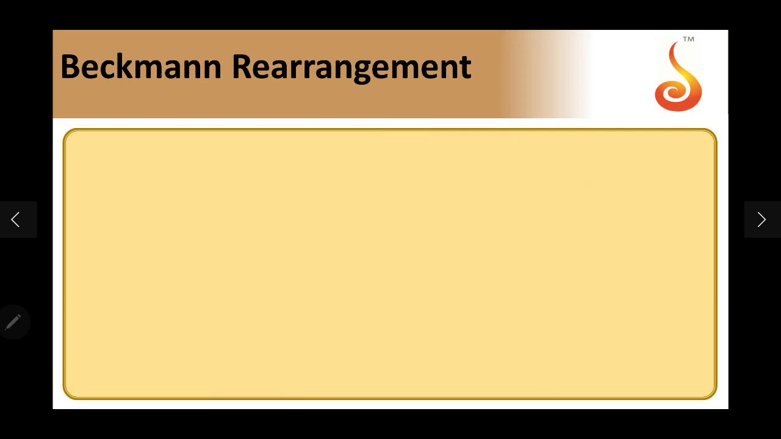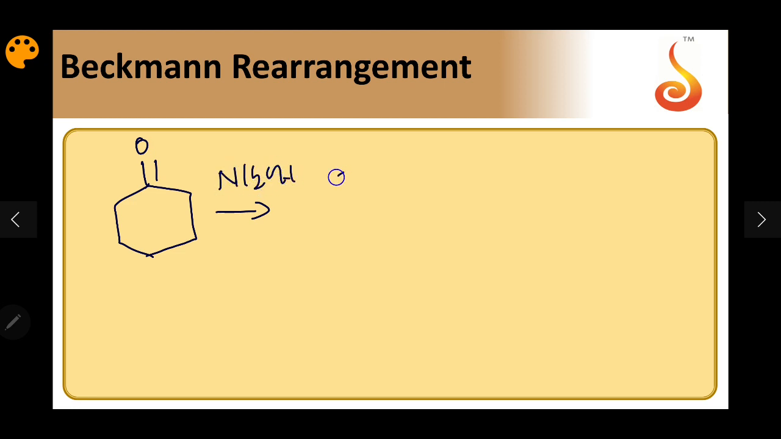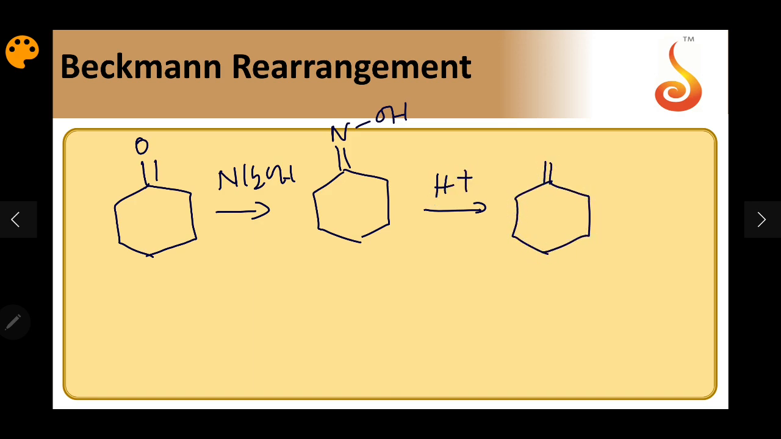Beckmann rearrangement can also happen for cyclic ketones. Suppose I take cyclohexanone and react it with NH2OH, it becomes cyclohexane oxime. So you can write OH anywhere. When I react with H plus, we get double bond N OH2 plus. Now the anti group is this side, ring expansion takes place, so it becomes a 7-membered ring.